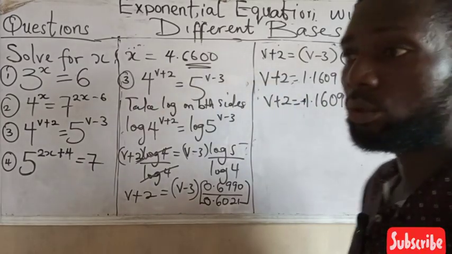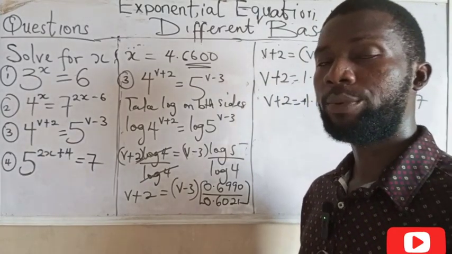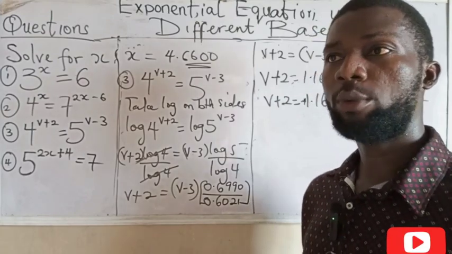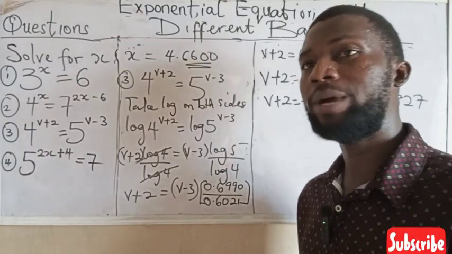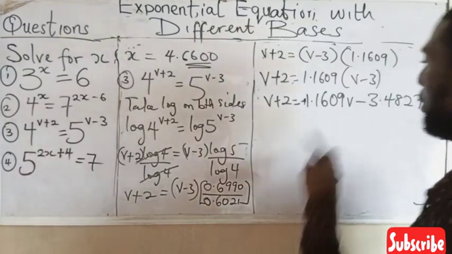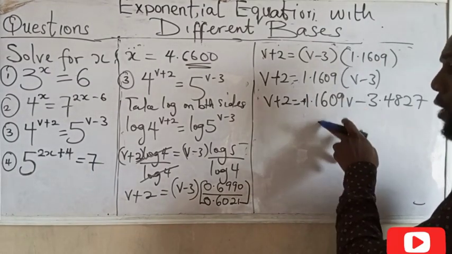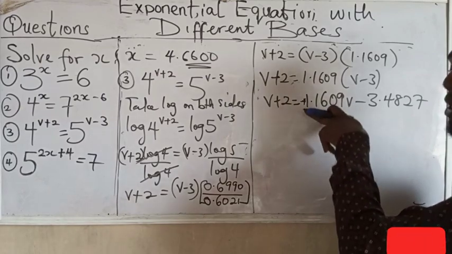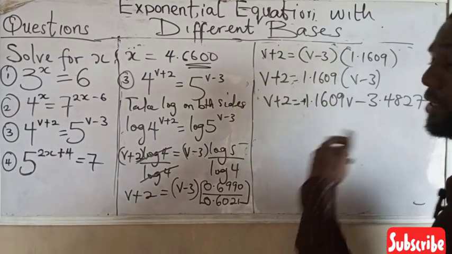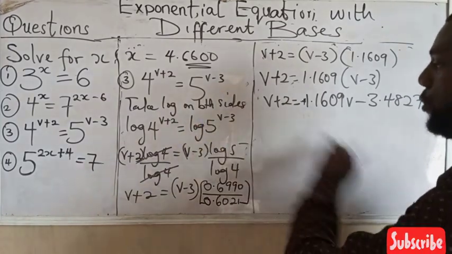Let's not forget that plus 2 minus 2 is 0, plus 5 minus 5 is 0, plus a number minus that same number equals 0. So if I want to make plus 1.1609v to be equal to 0, I have to subtract it because it's already positive here. So what am I going to do to make it to be balanced? I have to subtract on both sides.